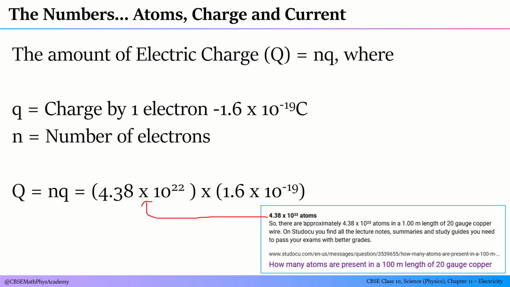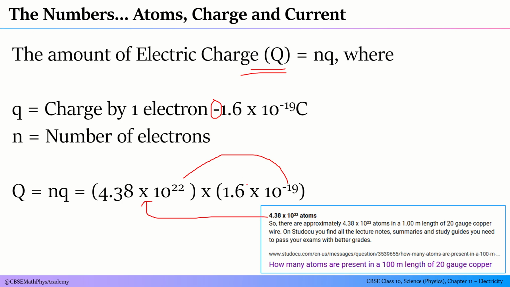So 1 meter of copper wire is likely to have 4.38 into 10 power 22 atoms. At the rate of 1 electron per atom, you are going to have 4.38 into 10 power 22 electrons into each electronic charge of 1.6 into 10 power minus 19. I have ignored the negative sign. Forget it, negative sign not required. I just want to show the amount of charge. Now, if you factor 10 power 22 and 10 power minus 19, you are going to get somewhere around 10 power 3. So that is the amount of electric charge that 1 meter of copper wire can carry.